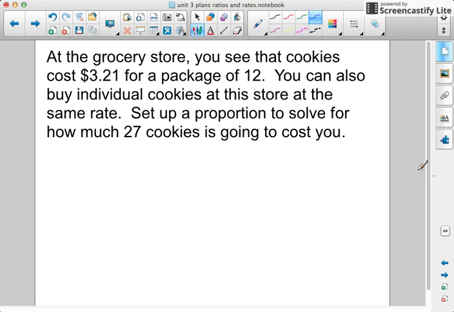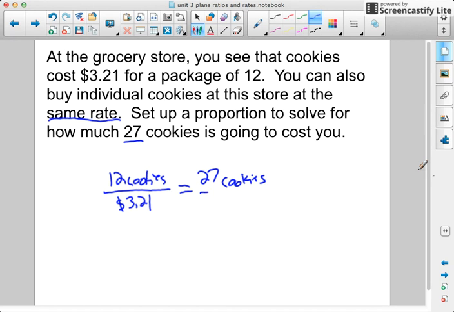Okay, so we're trying to find cost. So we could put cookies on top. So 12 cookies cost $3.21. Okay, it's the same rate, which is important, but we want to know what the cost of 27 cookies is. So since cookies is on top here, cookies is on top over here, over an X number of dollars or cents. So we're trying to figure out how much 27 cookies cost.